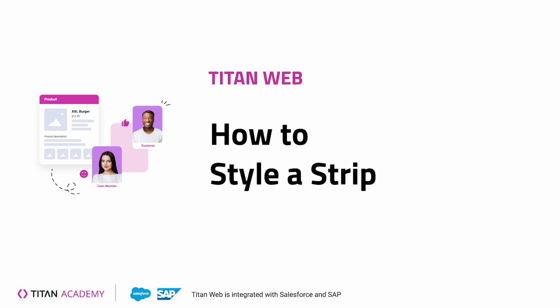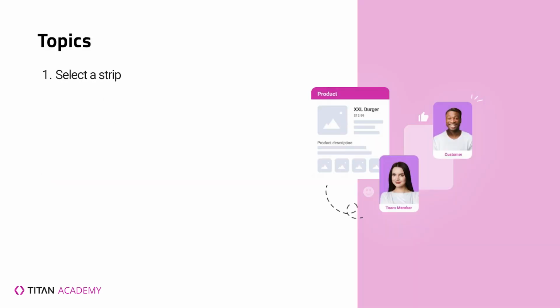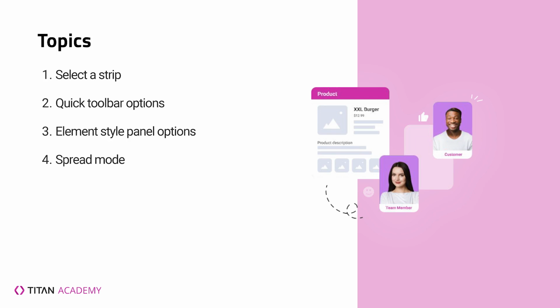In this video, we will cover how to style a strip. We will discuss how to select the strip, the quick toolbar options, the main options in the element style panel, and making the strip overflow outside of the content area using spread mode.